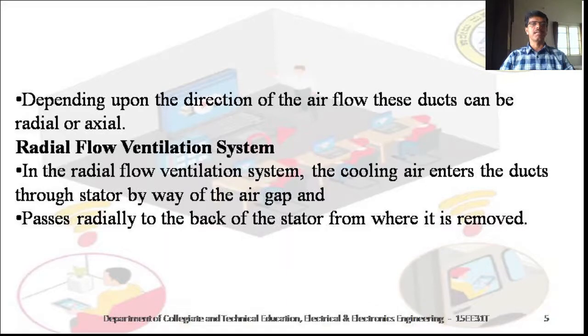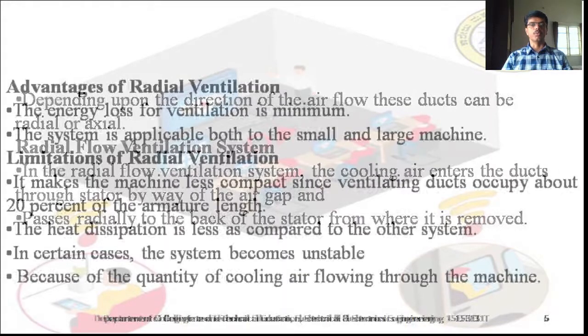The first one is the radial flow ventilation system. The name itself indicates that the air is circulated radially. That means the cooling air enters the ducts through the stator. Initially, the forced air is circulated radially through the stator, and after completing this work, it is returned back to the stator once the heat has been removed.